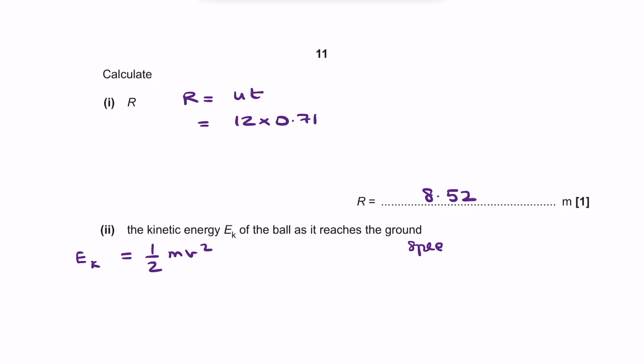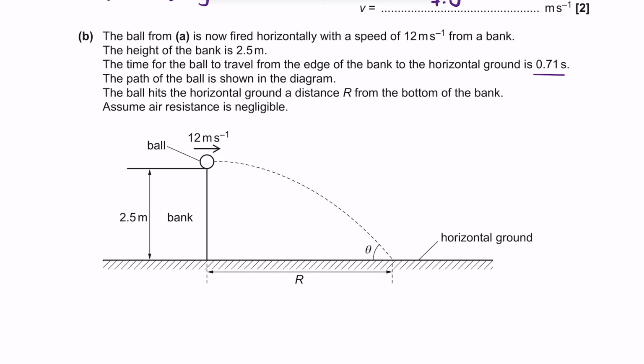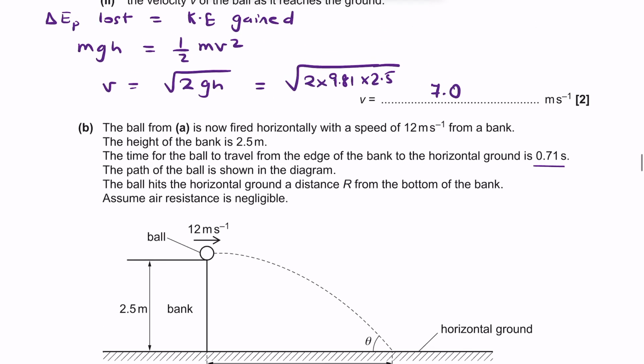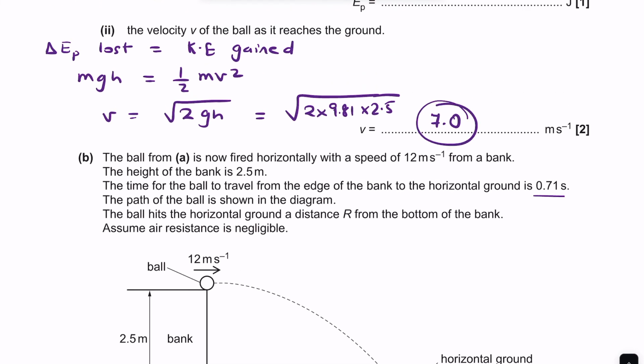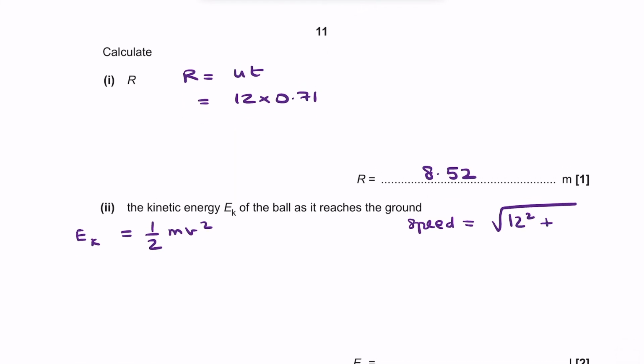Okay, so the speed is equal to the square root of the horizontal velocity, which is 12 meters per second, and we just figured out the vertical velocity of 7 meters per second in the previous part. So I'm going to work out the square root of 12 squared plus 7 squared, and that ends up giving me approximately 13.9. Now I'm going to pop that in, so I would end up getting an answer of 15.4 joules. So be careful that the speed considers the Pythagoras of the horizontal and the vertical components of the velocity, especially in a projectile motion such as this.